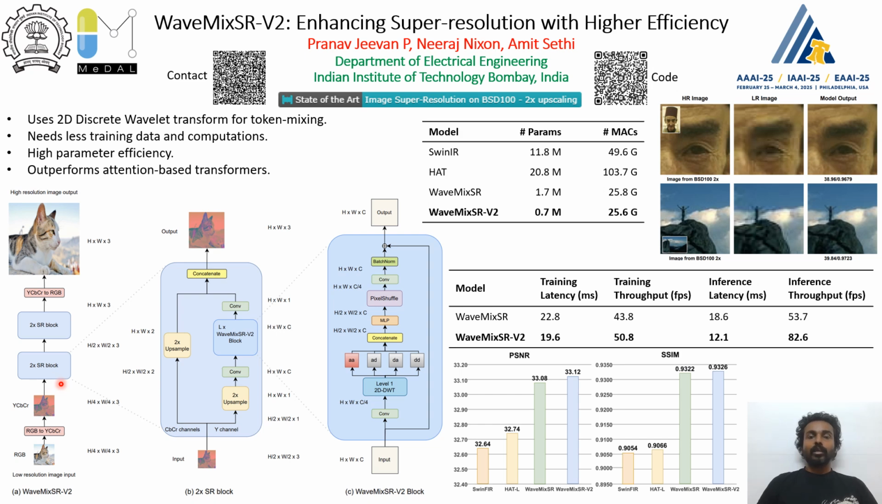We evaluated WaveMixSR on the BSD100 dataset, which is a standard dataset for super resolution. Our findings show that WaveMixSR-V2 outperforms the previous state-of-the-art models while having fewer than 1 million parameters, which is over 100 times smaller than comparable transformer-based solutions, also requiring less computation. Moreover, it is significantly faster to train and run inference compared to the first version of WaveMixSR.